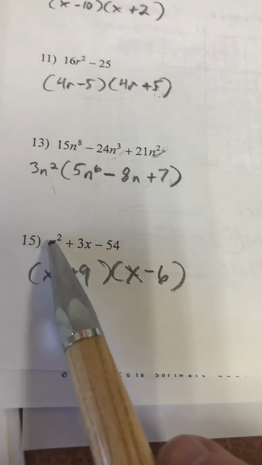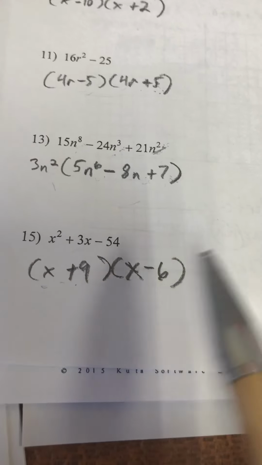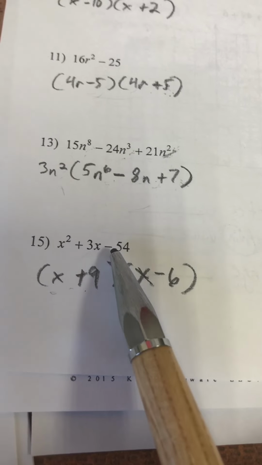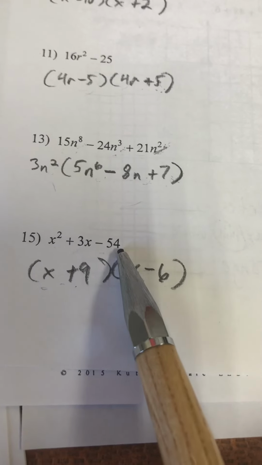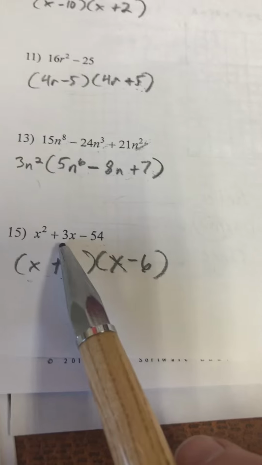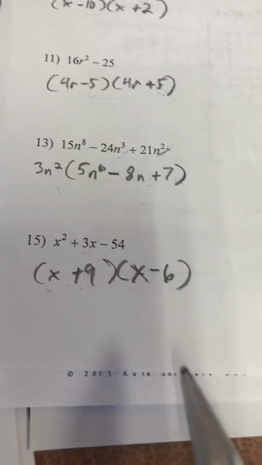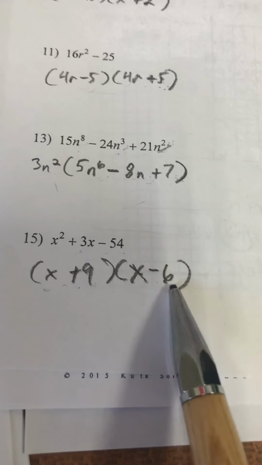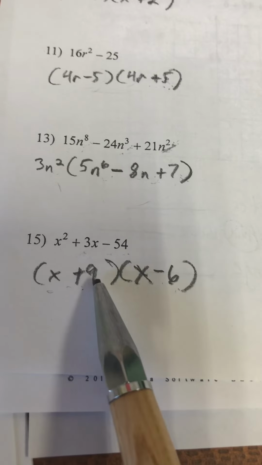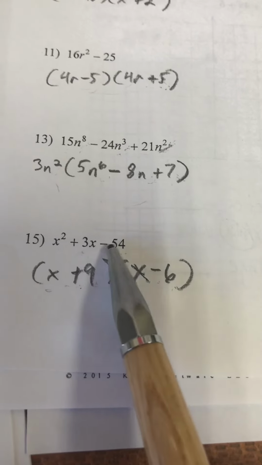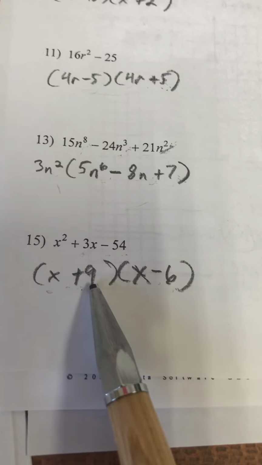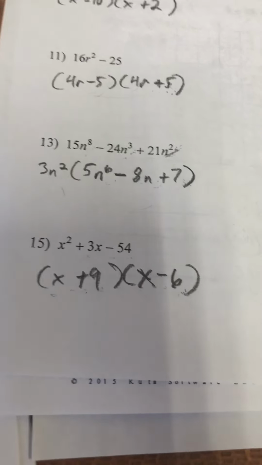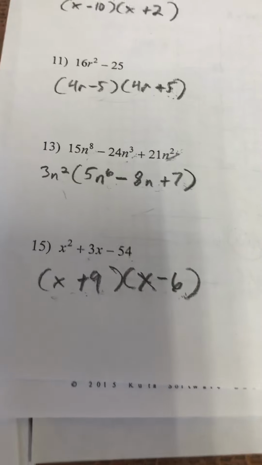This one, I split up my x's. And then, what can I multiply to get negative 54 but when I add them together, I get a positive 3? Well, that would be 9 and 6, a positive 9 and a negative 6. When I multiply positive 9 times negative 6, I get negative 54. When I take a positive 9 minus 6, I get positive 3.